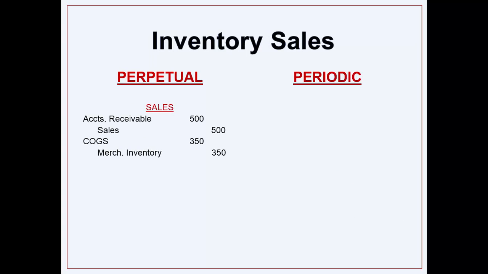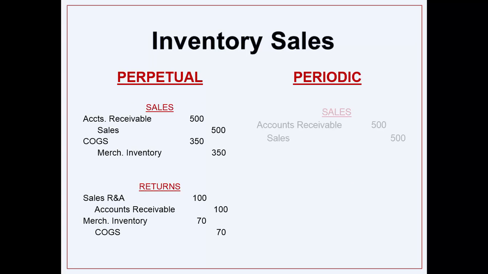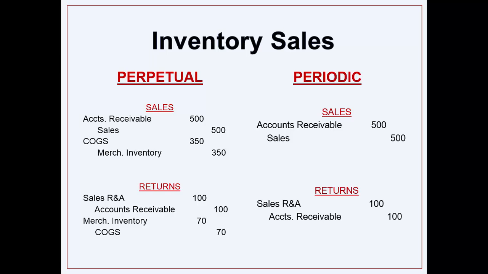For the sales, let's look at the differences. Notice under a perpetual, I record the revenue, accounts receivable and sales. Same as a periodic, accounts receivable and sales. But only under the perpetual do I immediately record cost of goods sold and a decrease in merchandise inventory. And why is it decreased? Because I sold it, it went out the door.